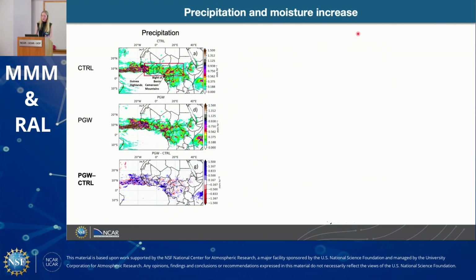So getting into the results, we looked at changes in precipitation and moisture over that several-day period leading up to Hurricane Helene. So what we have is the precipitation rate in control, PGW in the middle, and then the difference on the bottom. Overall, we do see an increase in precipitation, especially off the west coast of Africa, and also in the Bight of Benin. So some of those important features are shown up here on the top. And again, you see that box for the West African monsoon region.